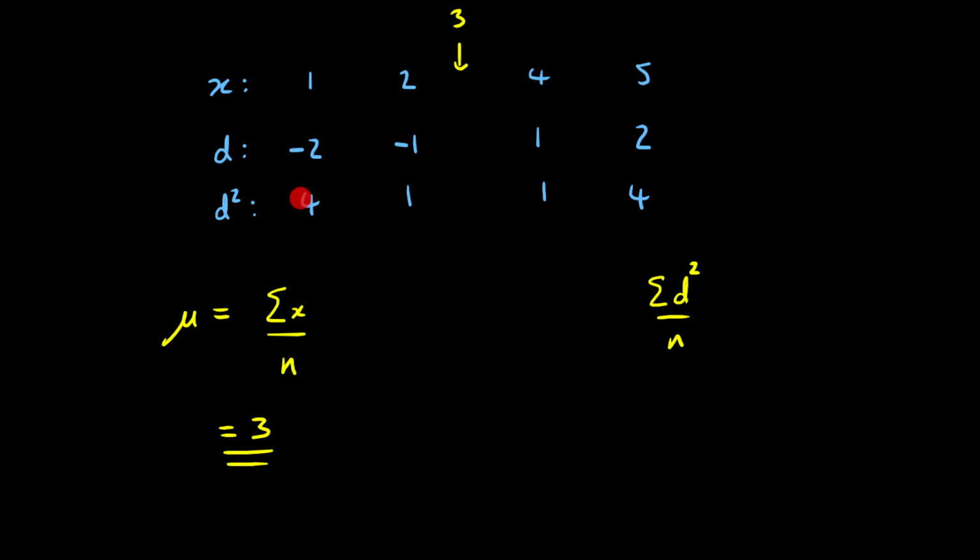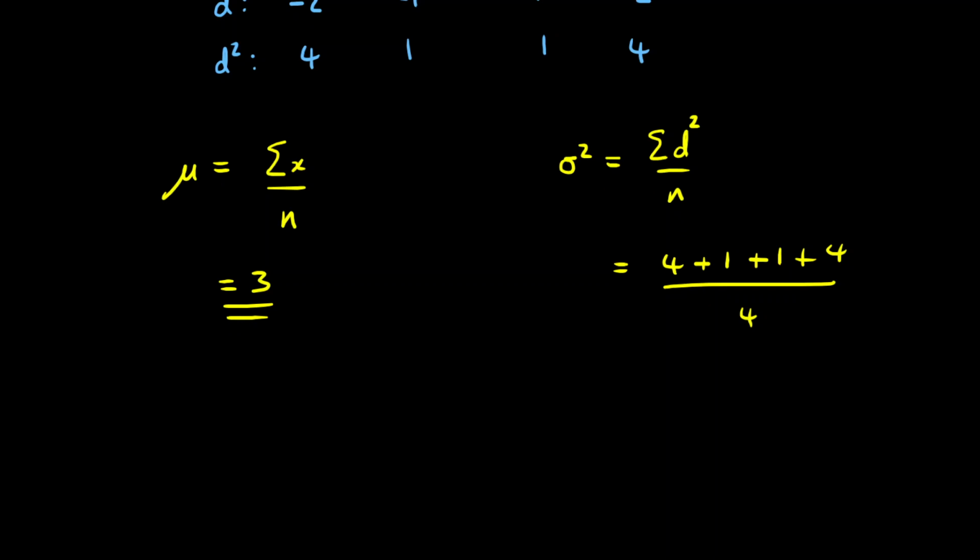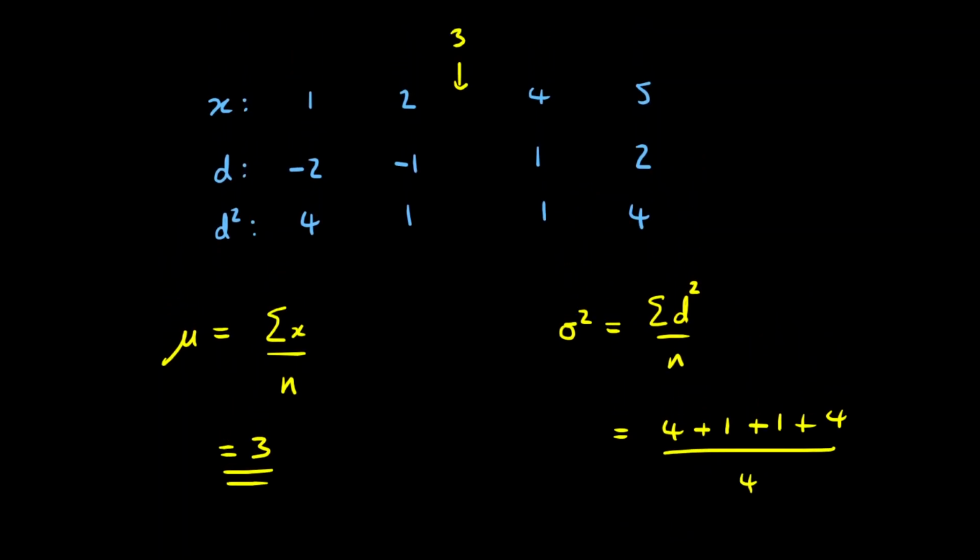In other words, what we're going to do is add up all of these values here and then divide through by the number of values, 4. Now that is what we refer to as the variance, right? The variance is the mean of the distance squared. So in this particular case, I'm going to get 4 plus 1 plus 1 plus 4, all divided through by 4, which is 10 upon 4, and that's 5 upon 2. So the variance of our data is 5 upon 2.